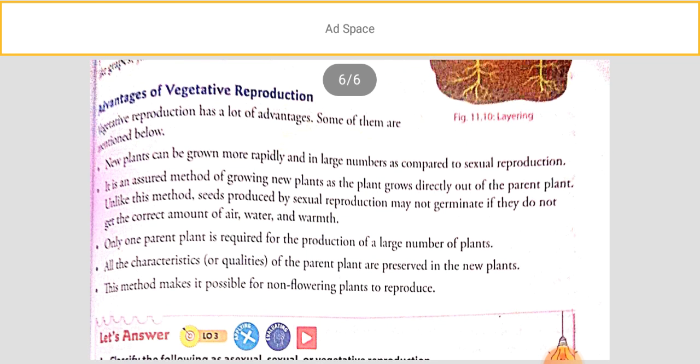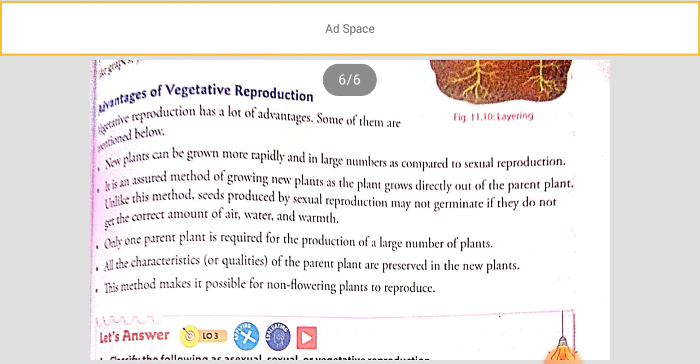Now we will see some of the advantages of vegetative reproduction. Vegetative reproduction has lots of advantages. Some of them are mentioned. New plants can be grown more rapidly and in larger numbers as compared to sexual reproduction. It is a short method of growing plants directly out of the parent plant.